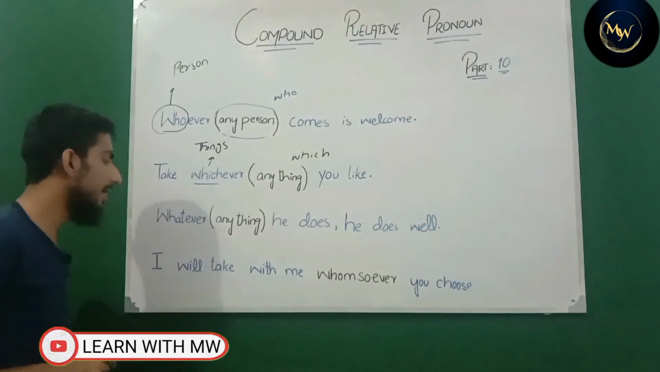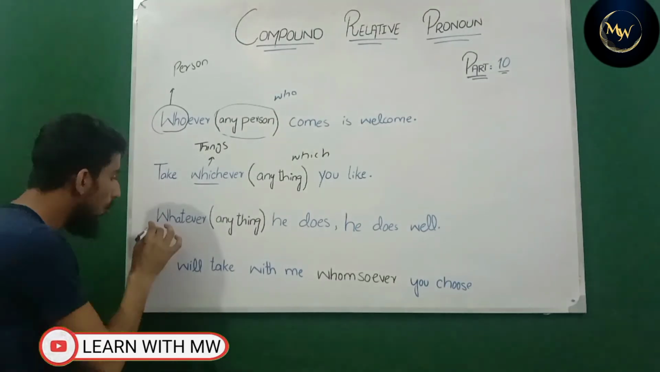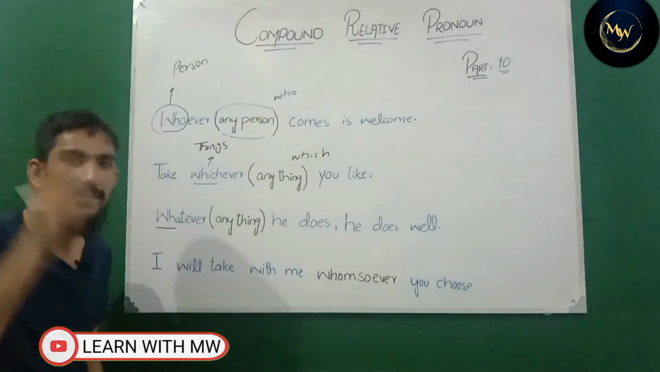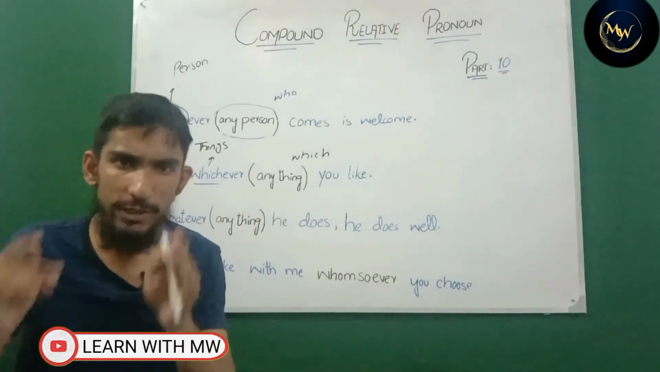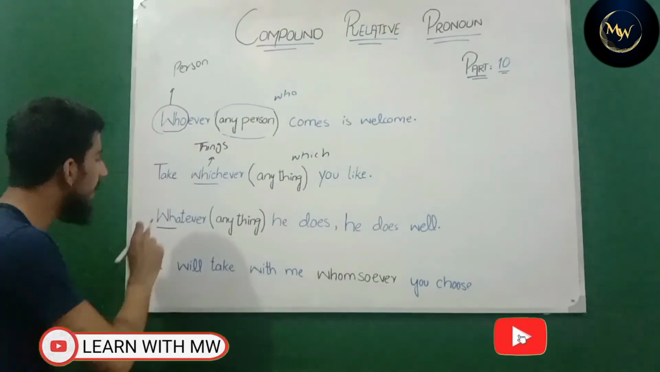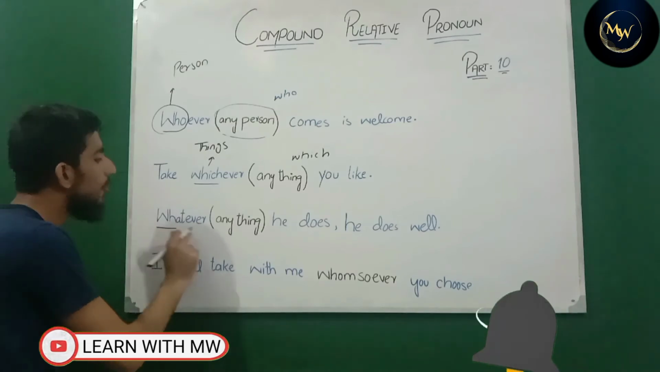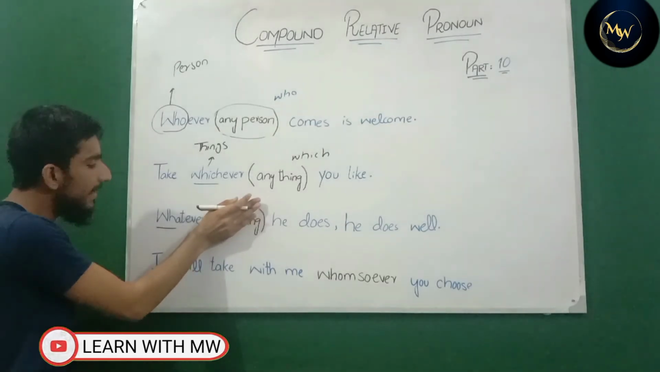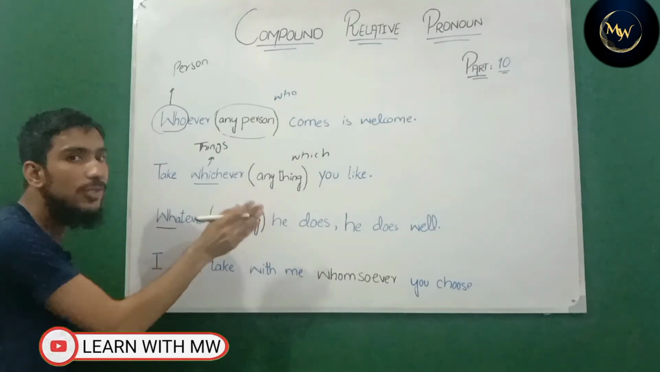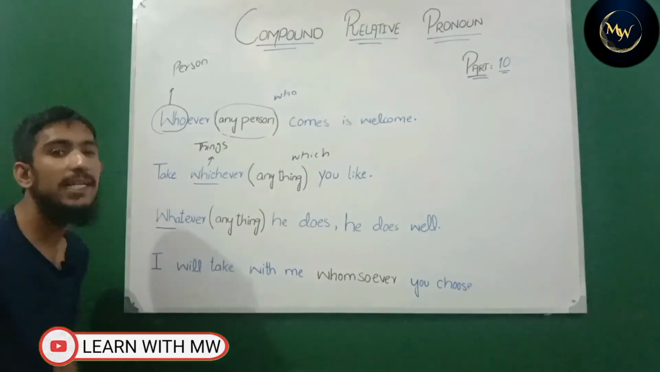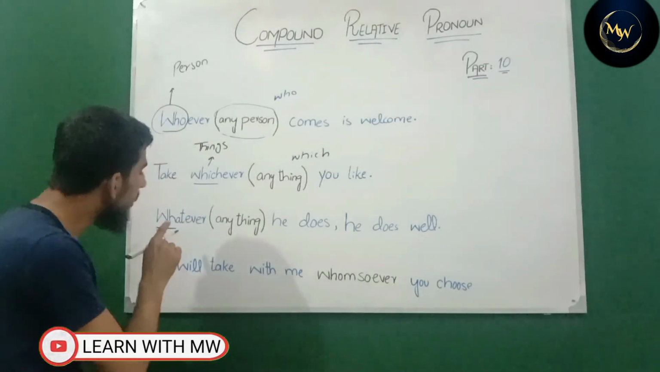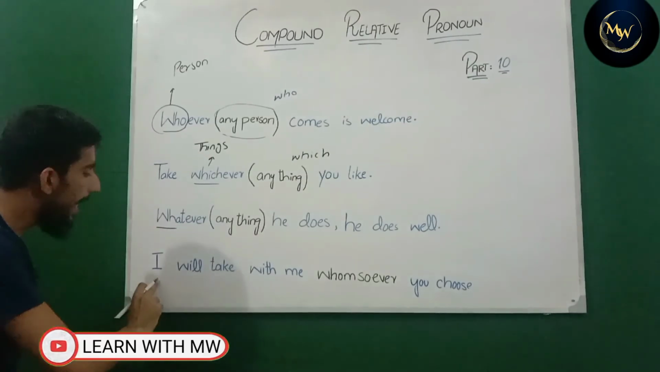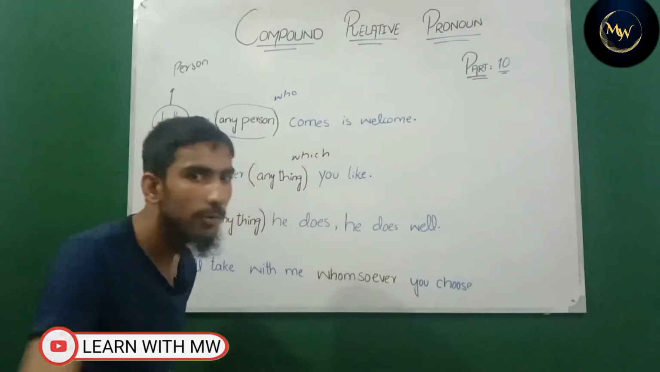Look at the third example: whatever he does is well. We also discussed in part 8 that what itself means the things which, and we discussed it through examples as well. So what is also used for things. So whatever means anything he does well. If I remove anything, the correct sentence is: whatever he does is well. So whatever in this sentence is a compound relative pronoun, because it is formed from the combination of what and the word ever.